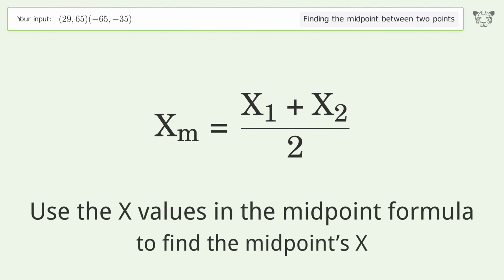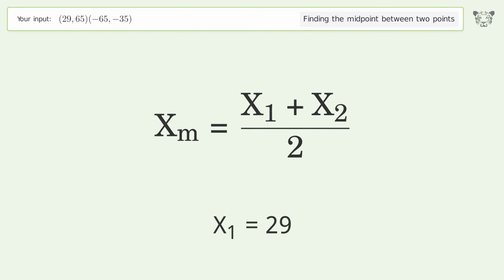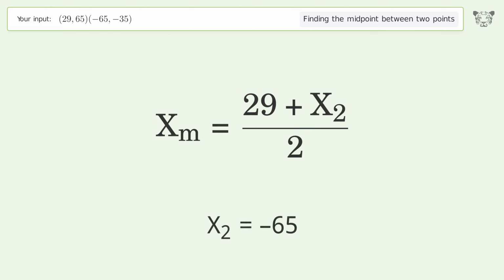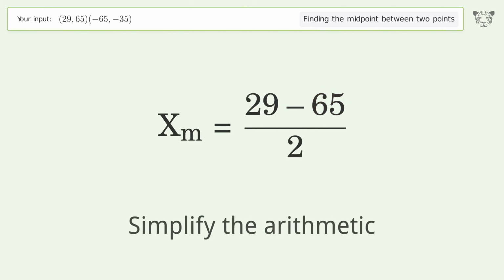Use the x values in the midpoint formula to find the midpoints x. x1 equals 29. x2 equals negative 65. Simplify the arithmetic.